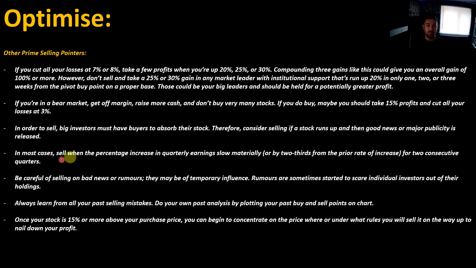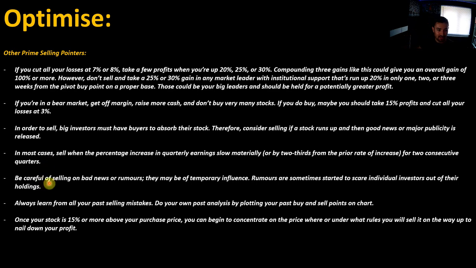In most cases, sell when the percentage increase in quarterly earnings slows materially, or by 2/3 from the prior rate of increase, for 2 consecutive quarters. So O'Neil, with his CANSLIM characteristics, would put a heavy emphasis obviously on the earnings. You want to see expanding earnings or increasing earnings with positive price action. So if you see a material slowdown in the earnings, that's something to be watching for.